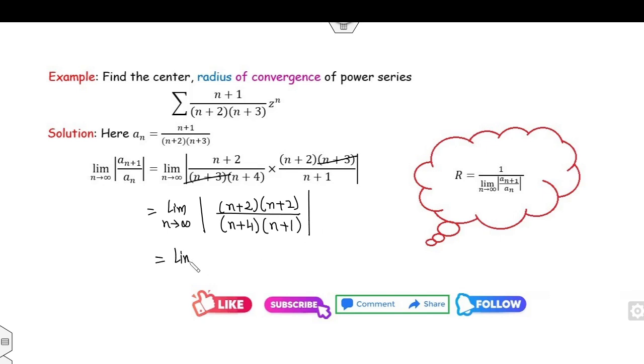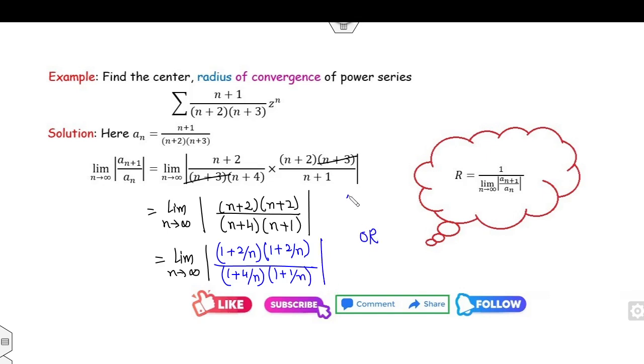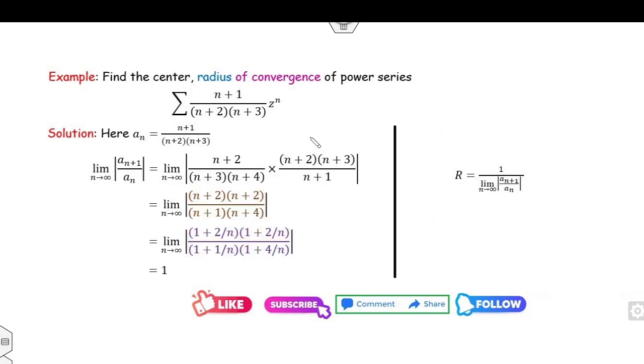So how can you find the limit? I can divide the numerator and denominator of each term by n. It's 1 plus 2 over n divided by 1 plus 4 over n, or 1 plus 1 over n. Or because you can see it's an infinity by infinity form, you can apply L'Hopital's rule as well. So can you find the limit? It's 1, 1, 1. So the limit as n approaches infinity is 1. I can substitute this value. You will get the answer 1.